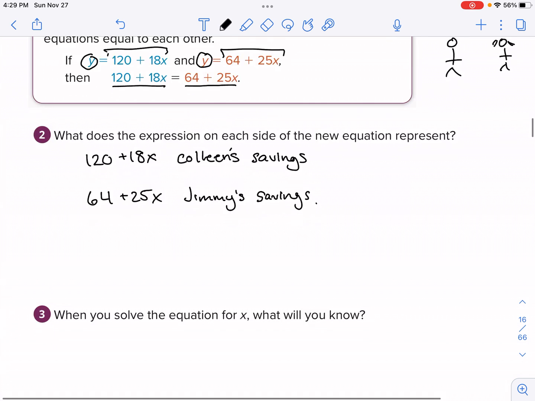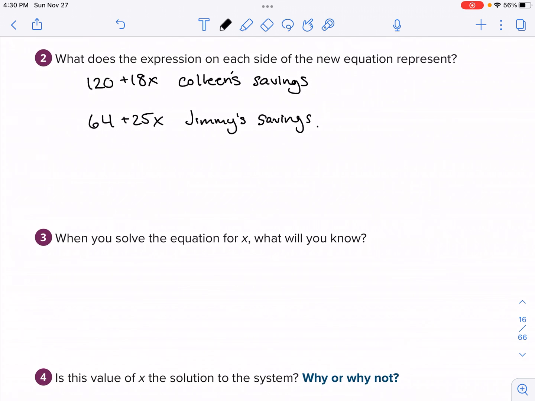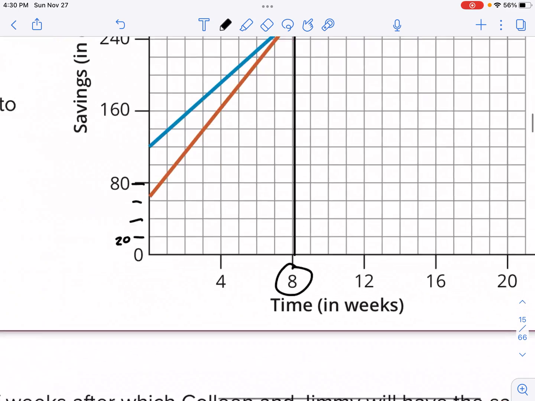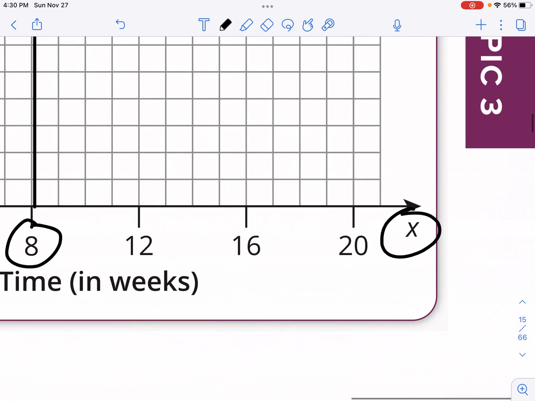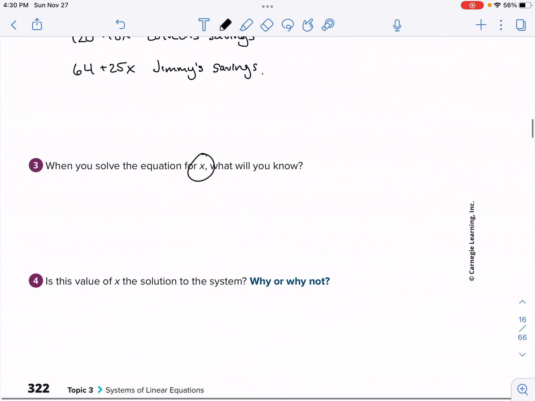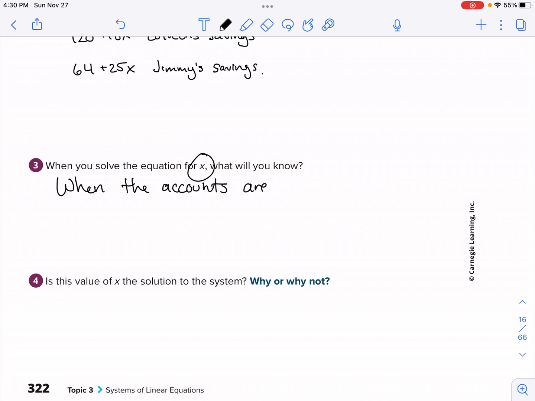Okay. So when you solve the equation for x, what will you know? Now, what x represents, or we can go back up to the graph. X represented, right, the x-axis right here, represented time, and that was in weeks. So when we solve for x, we're going to find when both savings, both Jimmy and Colleen, when is an important thing. When their savings accounts are equal, are exactly the same.